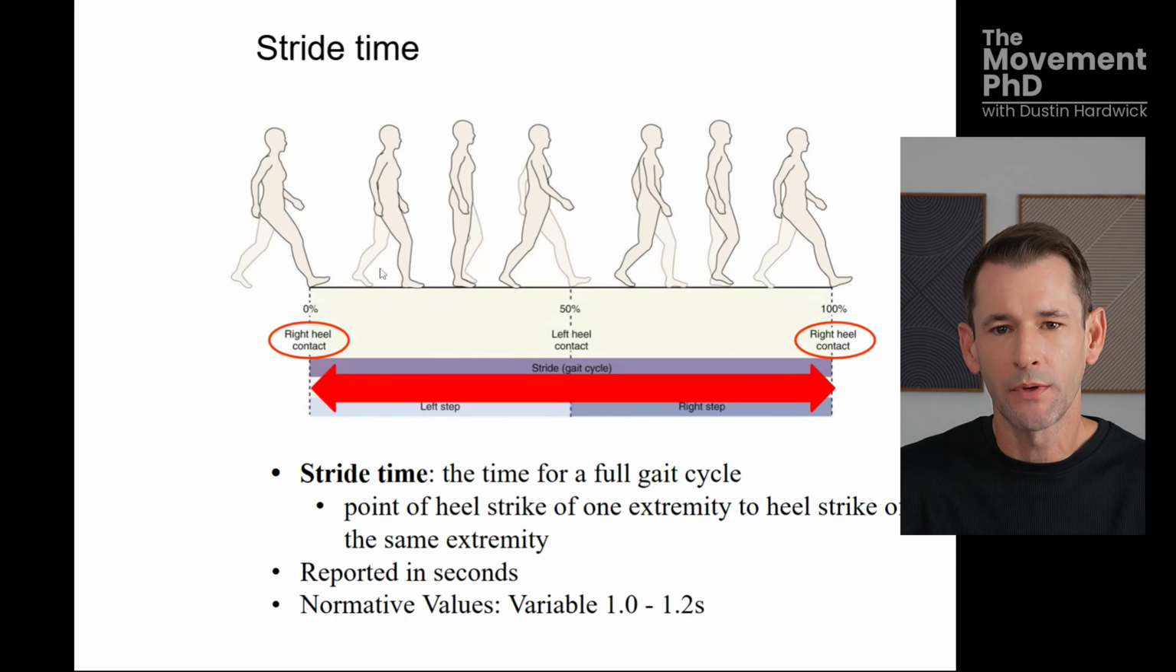Obviously, both step and stride time can change if you speed up or slow down your walking. So these are the normative values for a comfortable walking speed for an adult.